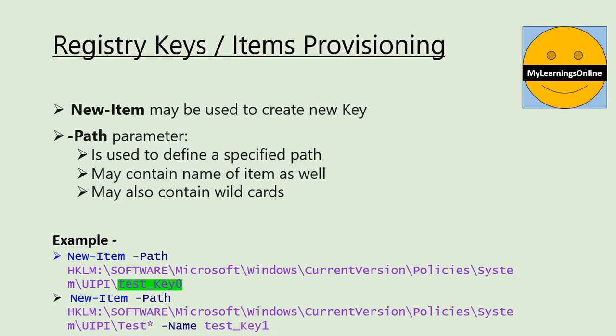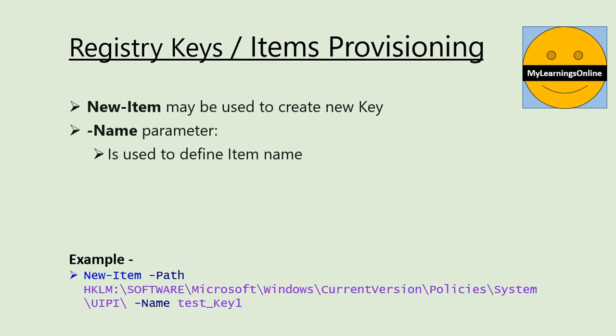The Path parameter is used to specify the path where the key needs to be created. The path may also contain the name of items as well, and it may contain wildcards as well. In the example, we can see in the first command we have specified the name of the key, marked in green, in the path only using the Path parameter. In the second command we have specified the key name separately using the Name parameter.